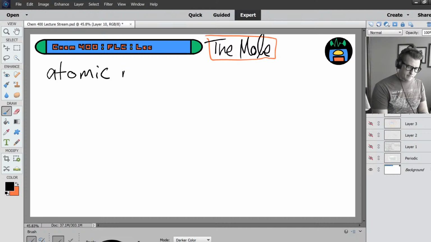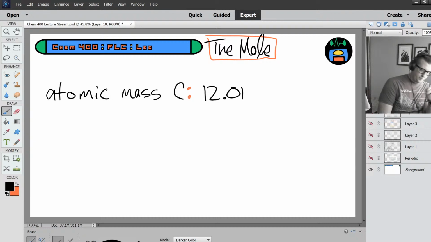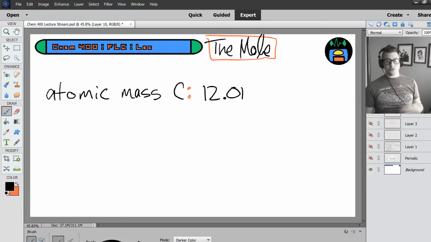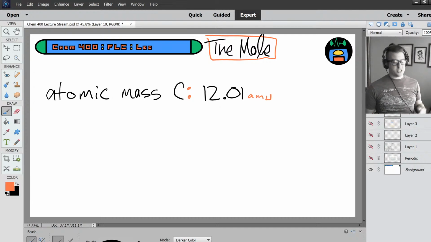If you look up, for example, the atomic mass for carbon on the periodic table, it will tell you that the atomic mass for carbon is 12.01. Depending upon the periodic table, you may have more or even fewer sig figs, but many periodic tables display that. Now, what are the units here? As we've discussed previously in this class, these come in atomic mass units. Now that is true, and that is a real mass unit.